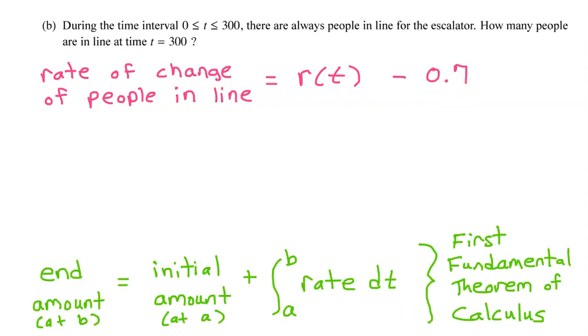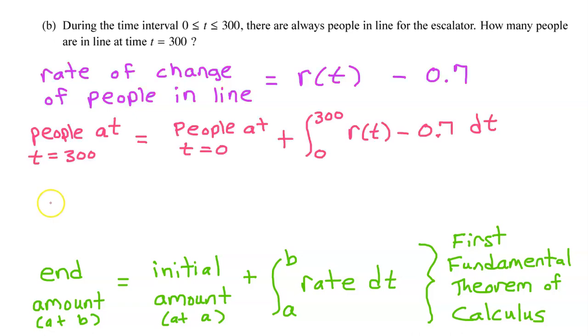The first fundamental theorem of calculus tells us that the end amount at b equals the initial amount at a plus the integral of the rate from a to b. In the context of this problem, the end amount will be the number of people in line at time t equals 300, and the initial amount will be the number of people in line at time t equals 0. The integral of the rate from a to b will be the integral from 0 to 300 of the overall rate of change of the people in line, which we just decided was r of t minus 0.7.